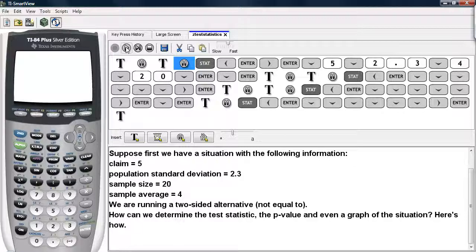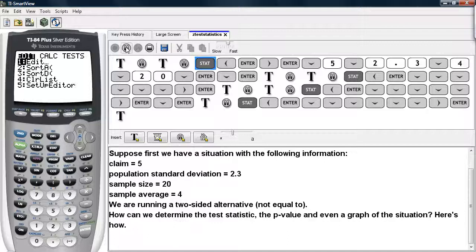The sample size is 20. The sample average is 4. And we are going to run a two-sided alternative. This is a not equal to. And we're going to determine the test statistic, the p-value, and even a graph of the situation.